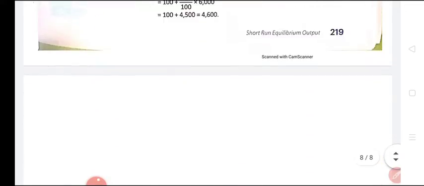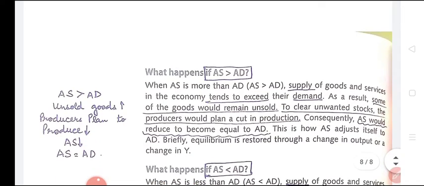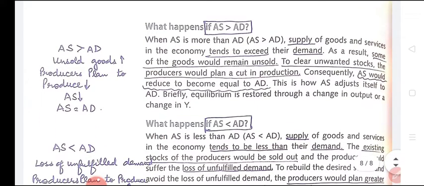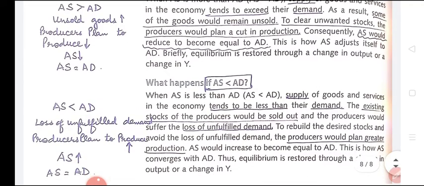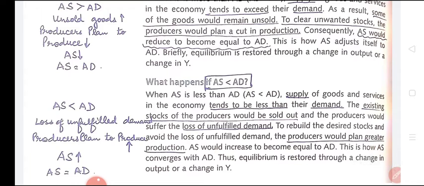Last but not the least, now we'll come to the conclusion. What happens if aggregate supply is more than aggregate demand? There will be a stock of unsold goods that will remain with the producers, and further the producers will have to plan less of production till aggregate supply becomes equal to aggregate demand. On the other hand, when aggregate supply is less than aggregate demand, producers will suffer the loss of unfulfilled demand.